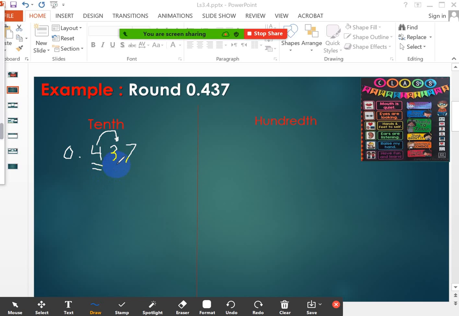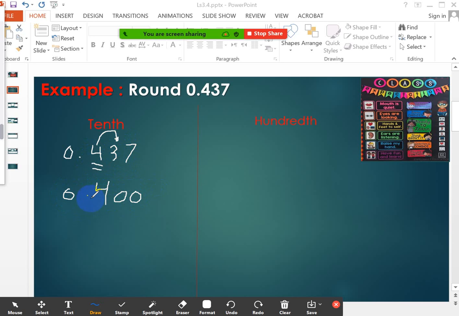If the number after it is 5 or greater, I have to add 1 to this digit, and the digits after it will be 0. If this number is less than 5, that means I will keep the same number as it is, and the other digits will be 0. So 3 is less than 5. That means I will keep the same number in this digit. So it will be what? It will be 4 as it is. And the digits after it will be 0.